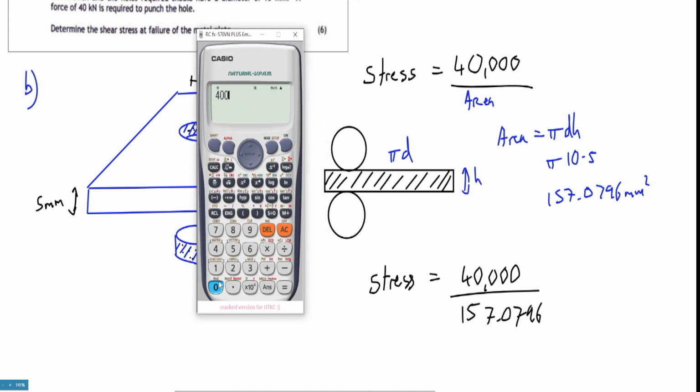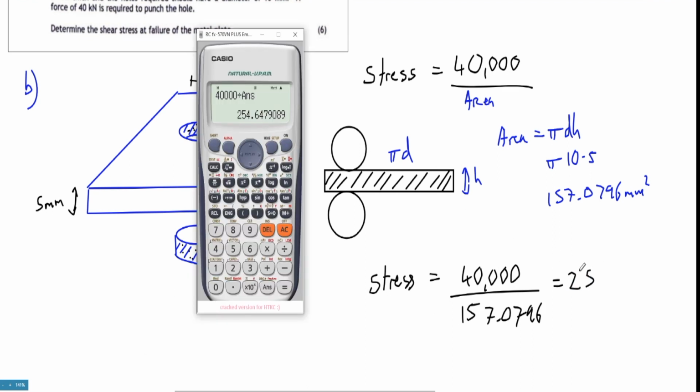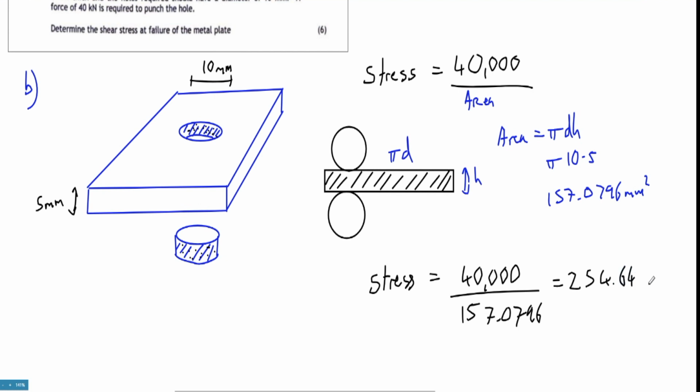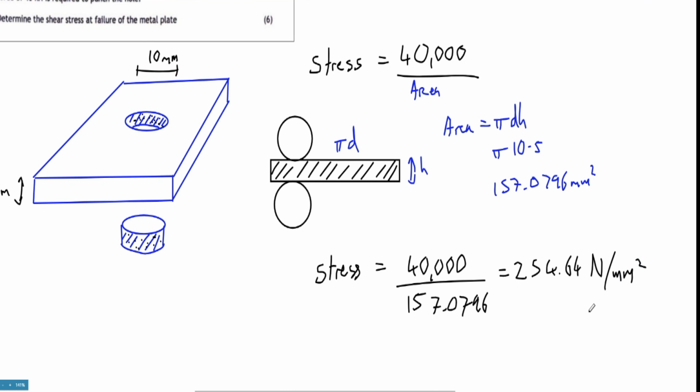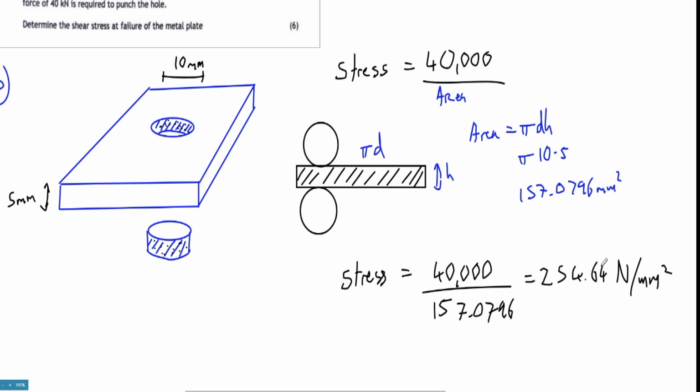So 40,000 divided by the 157. I've already got it in my calculator as an answer. Just type it in: 254.64 newtons per millimeter squared. This is the ultimate shear stress. Determine the shear stress at failure of the metal plate. This is it, we broke it. By applying this force over that little bit of area, the number of newtons per millimeter squared, that's the stress.